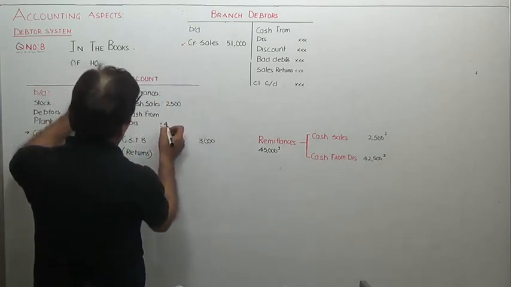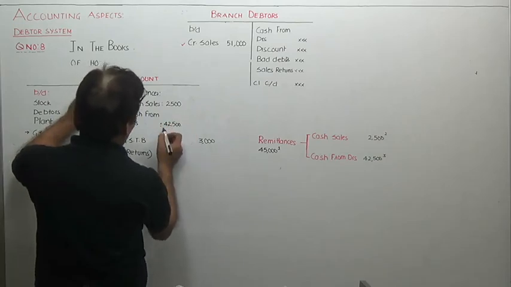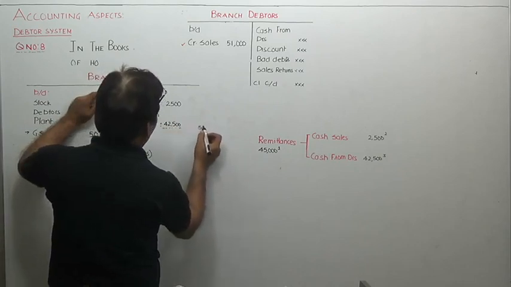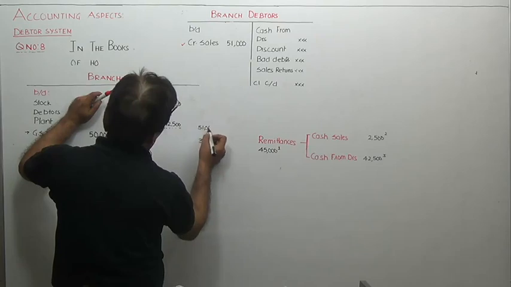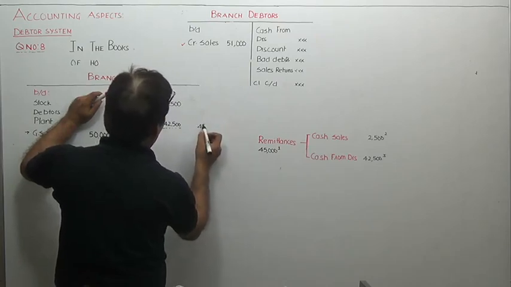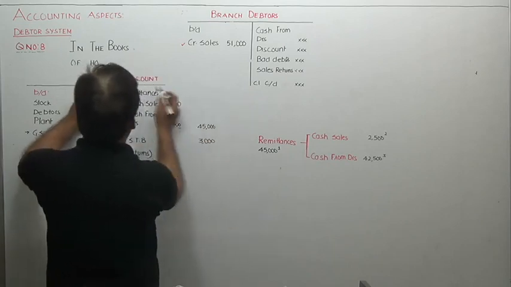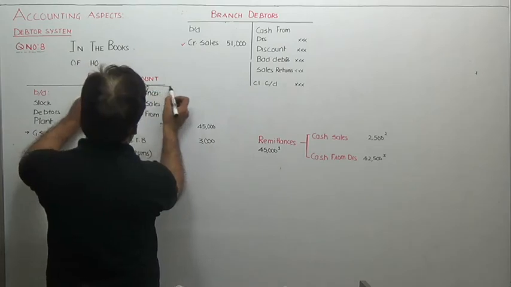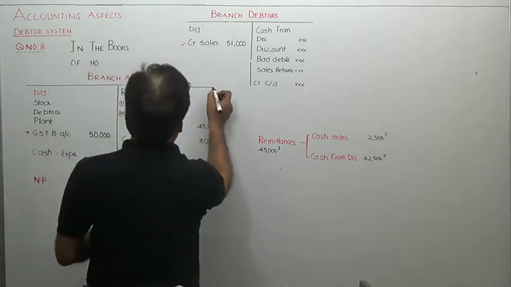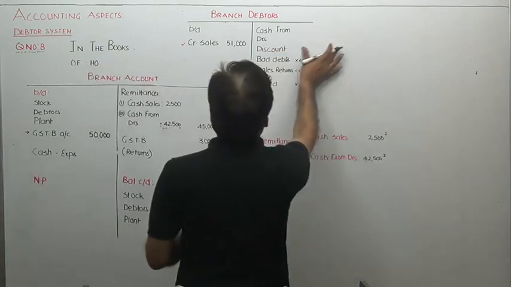Now we can write it here: cash receipt from debtors 42,500, and in the outer column 45,000, sorry, 45,000, that is the total amount of remittances. Now, it is important to understand that cash receipt from debtors also comes in the branch debtors account.